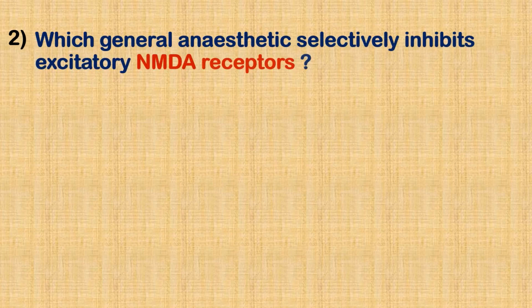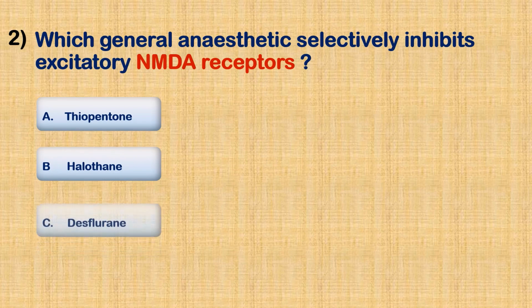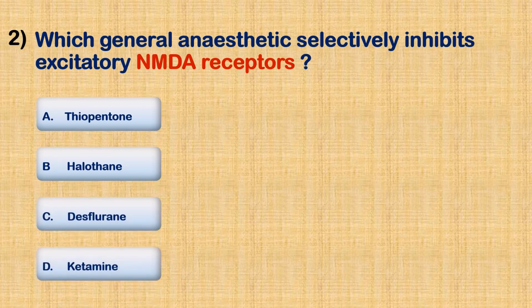Moving on to the second question. Which general anesthetic selectively inhibits excitatory NMDA receptors? The options are option A thiopentone, option B halothane, option C desflurane and option D ketamine. Mainly, these general anesthetics potentiate the action of the inhibitory neurotransmitter, that is GABA, to open the chloride channel, and also they selectively inhibit the excitatory NMDA type of glutamate receptors. So here the correct answer is option D, ketamine.